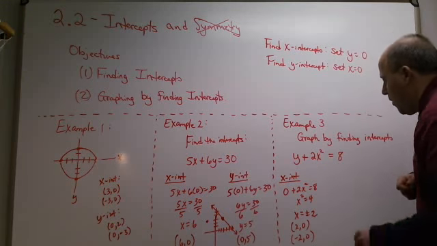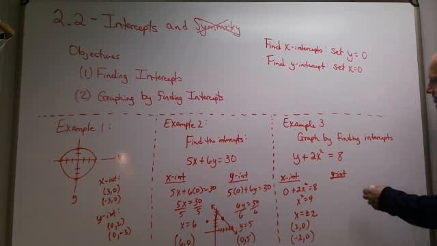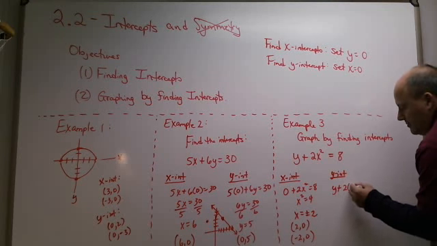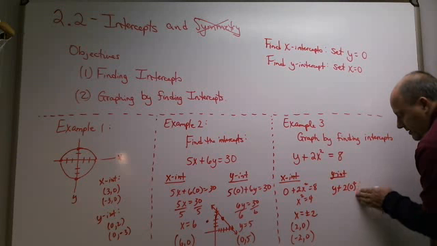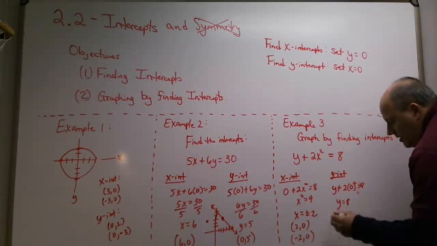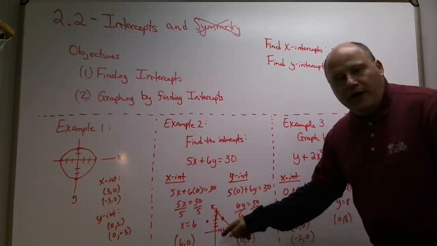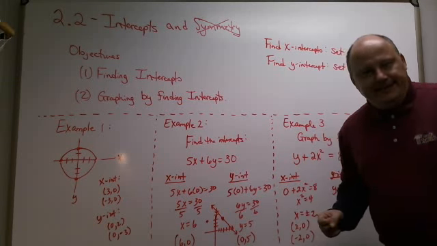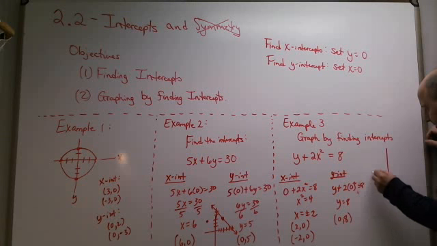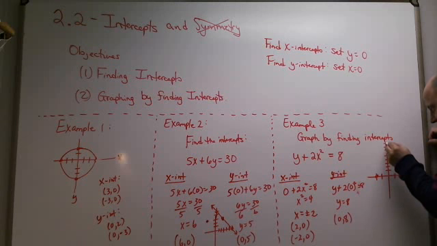Okay? And then the y-intercept would be setting the x-coordinate equal to 0, so it would be y plus 2 times 0 squared equals 8. And it looks like it's just y equals 8, so (0, 8). How example 2 and example 3 are different: example 2 did not require the graph. Example 3 does. So when you graph this, it's going to be (-2, 0), (2, 0), and then 1, 2, 3, 4, 5, 6, 7, 8.